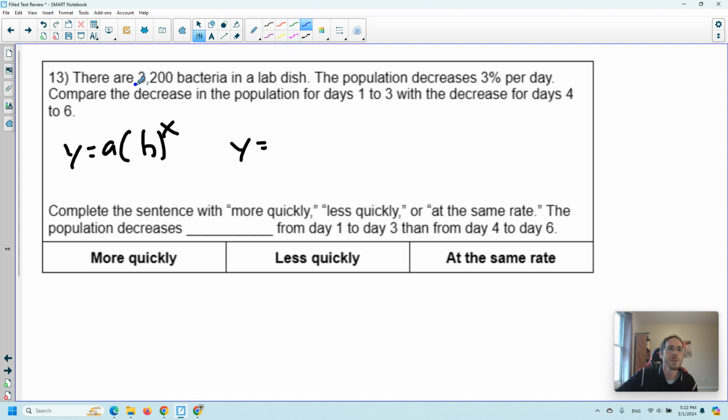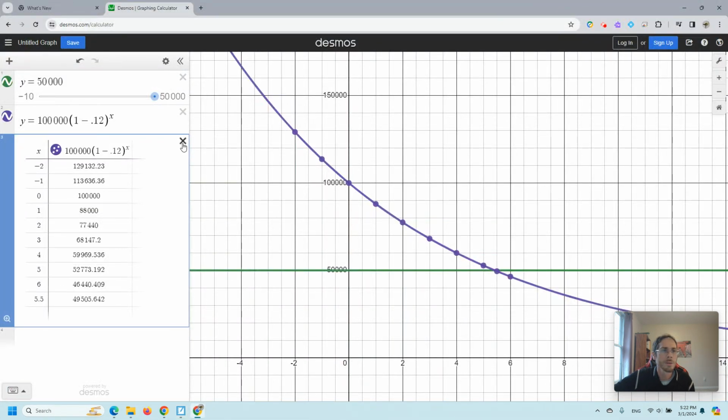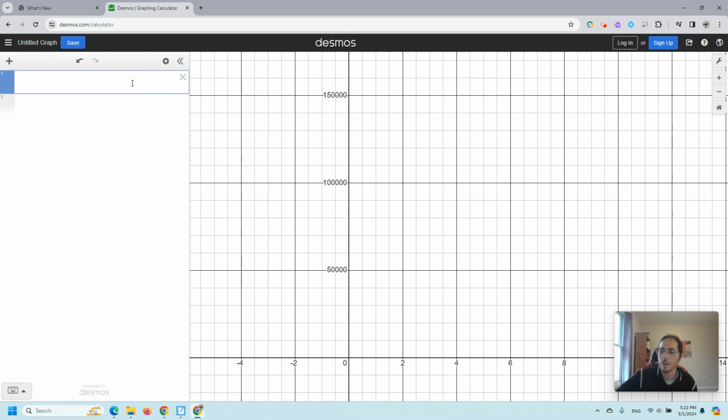So what are we starting with? 3,200. In this case, we're decreasing. So decrease is the 1 minus. And we got 3% is 0.03. It's not 0.3. You got to actually convert it correctly. And then we go to the x. So we're going to throw that in. 3,200, 1 minus 0.03 to the x. We're going to get rid of these. 3,200, 1 minus 0.03 to the x.